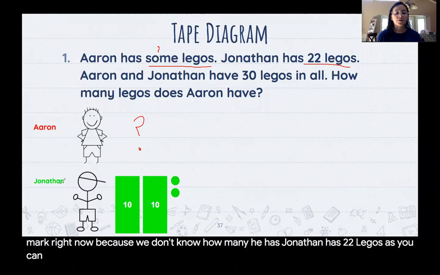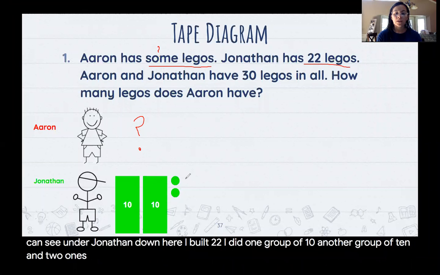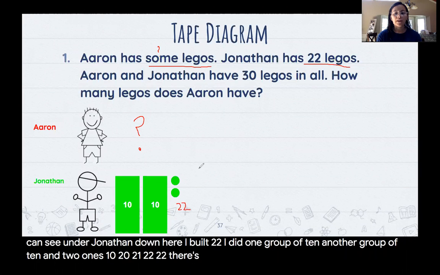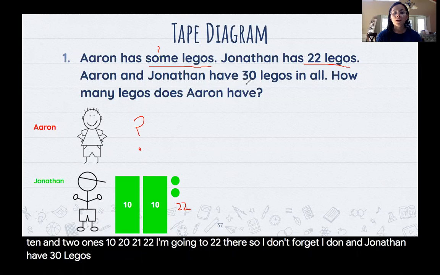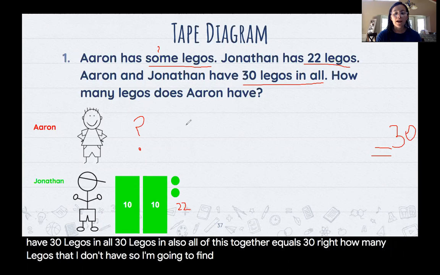Jonathan has 22 Legos. As you can see under Jonathan down here, I built 22. I did one group of 10, another group of 10, and two ones. 10, 20, 21, 22. Let me put 22 there so I don't forget. Edon and Jonathan have 30 Legos in all. 30 Legos in all. So all of this together equals 30, right? How many Legos does Edon have? So I'm going to find out how many he has.